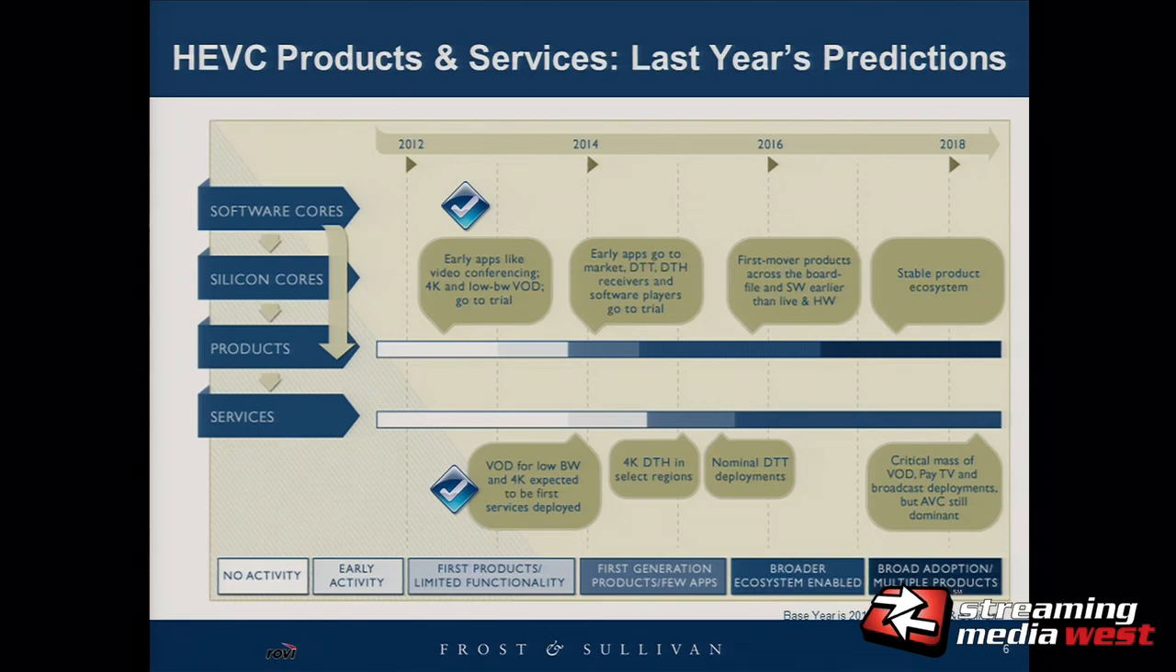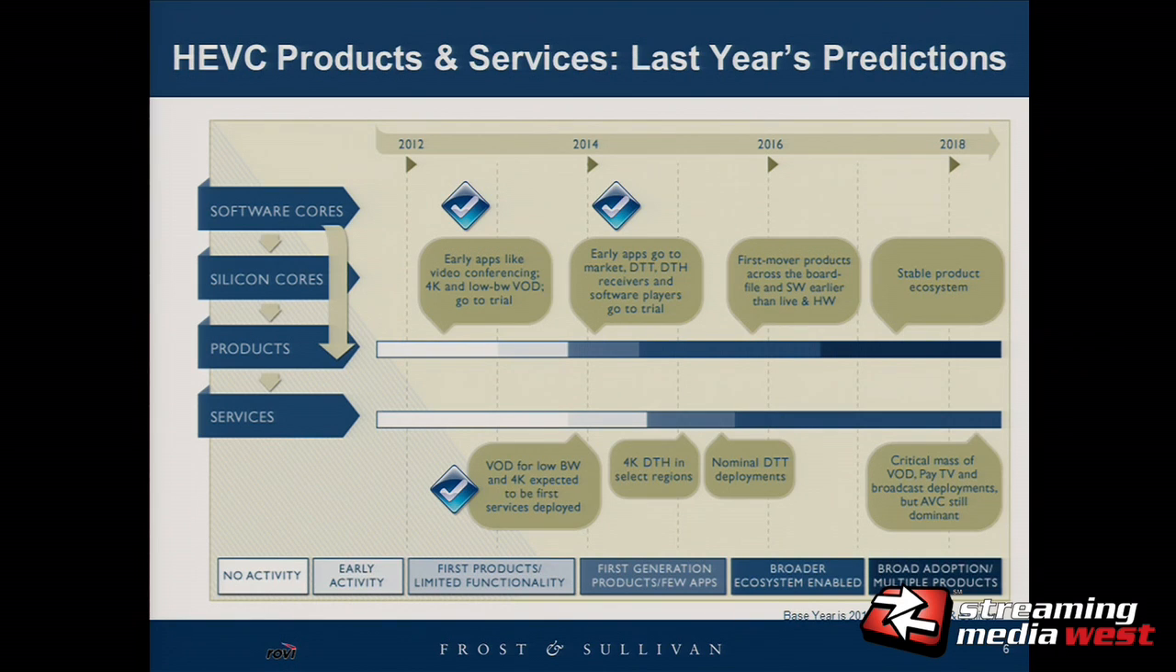But with LTE and 3G and 4G becoming more globally pervasive, and with the costs of phones coming down, that expected economics hasn't quite worked out. What we've seen also is a lot of the 4K VOD services start to kick in, at pilot level on limited clients, but they're starting to kick in, the content's starting to be created.